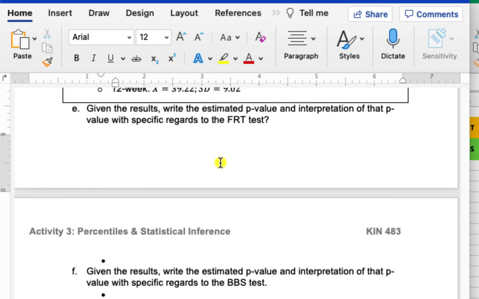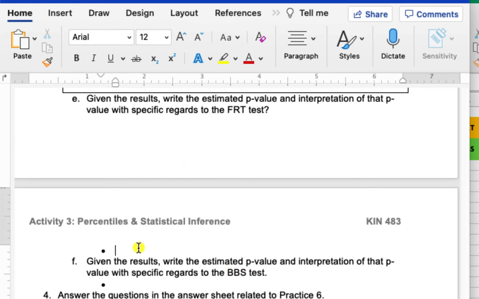Moving on to part E. Given the results that we have calculated with our confidence intervals, we're going to write the estimated p-value and the interpretation of that p-value. For part E, we're specifically looking at the FRT test. For part F, it'll be for the BBS test.